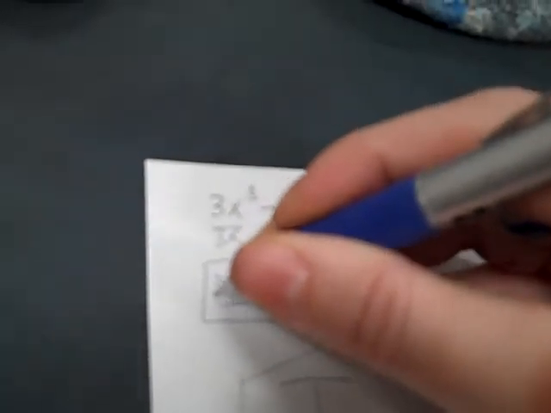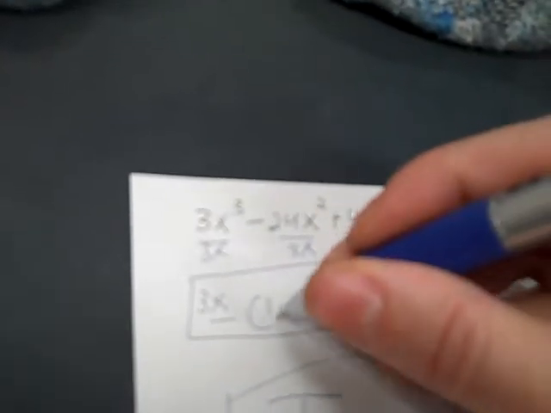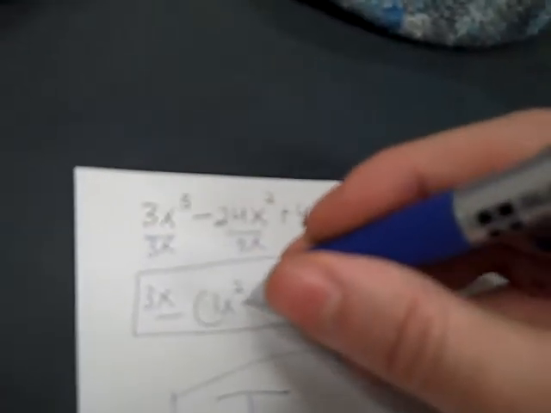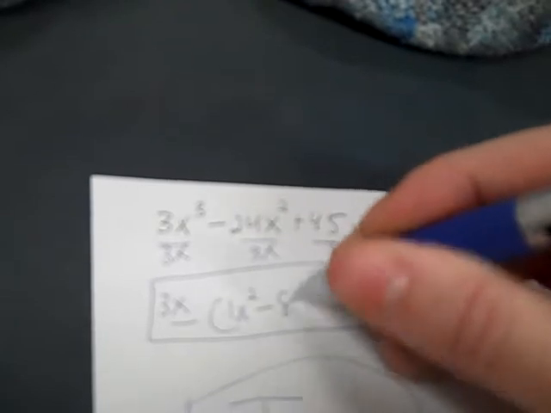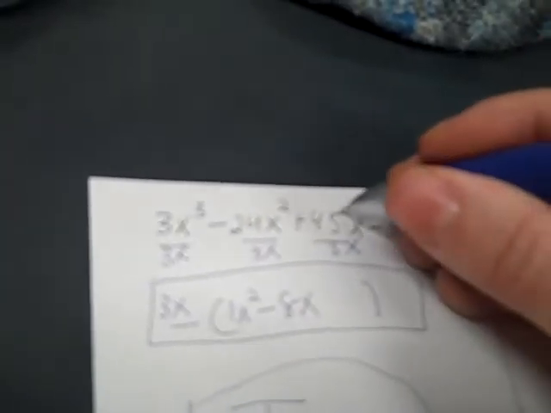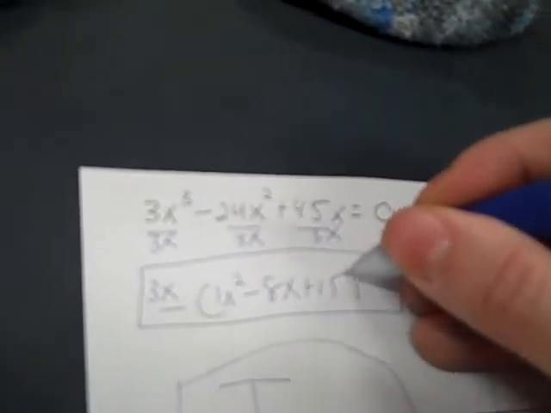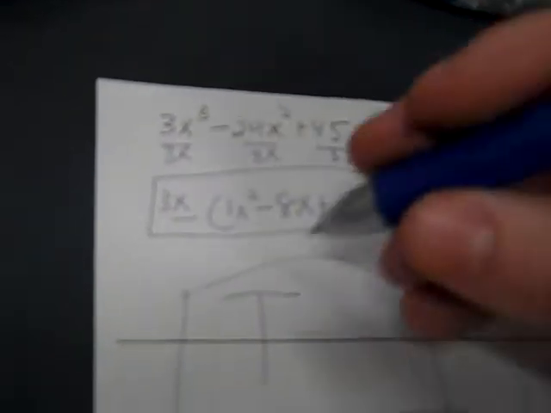Now 3x pops out here, and then 3 divided by 3 is 1, and then x to the 3rd divided by x takes the x to the 2nd. 24 divided by 3 is 8, and then I have x, and then 45 divided by 3 is 15, and then these x's, see you later. Okay, now I do my chart.